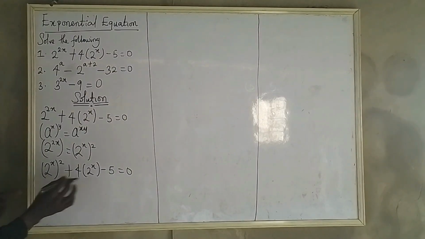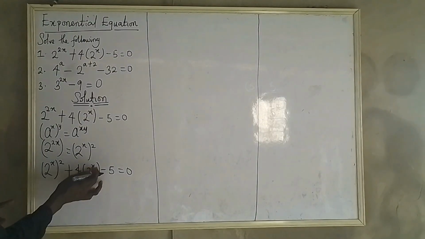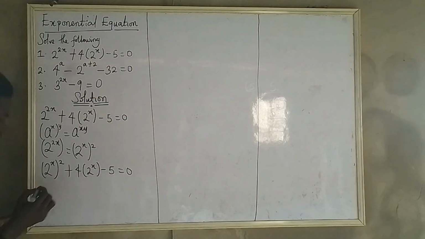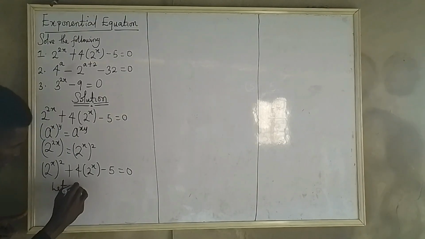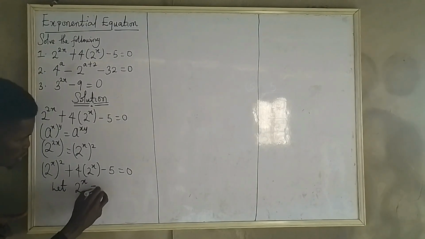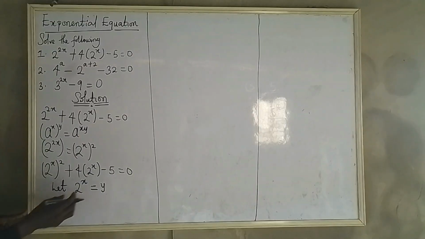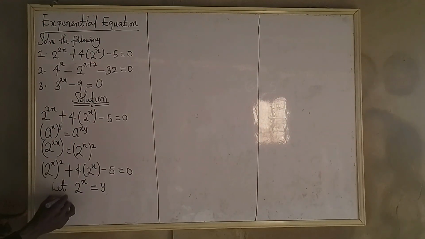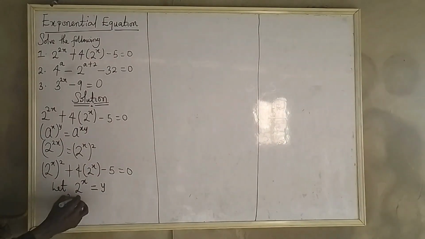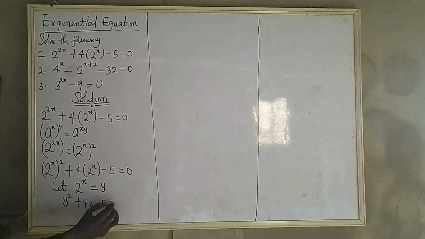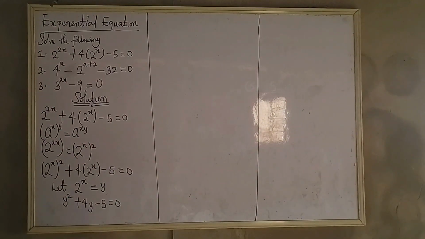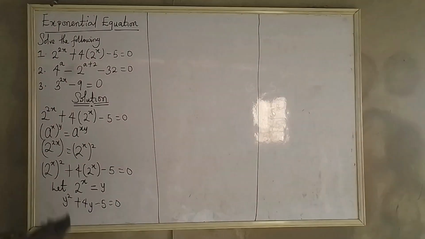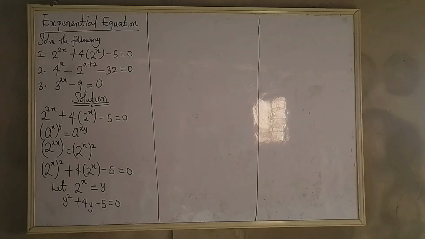Then you are going to represent them with a letter that is different from what you have here. So you can say let 2 raised to the power x be equal to y. That means anywhere you see 2 raised to the power x, we are going to put y. So this will become y squared plus 4y minus 5 equal to 0. Are you seeing that now? This is a quadratic equation now. So we have to solve this quadratic equation.